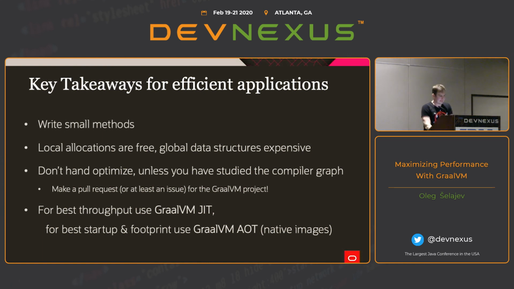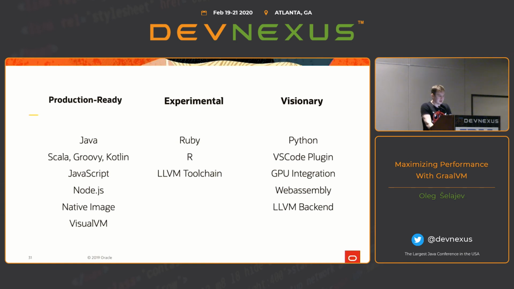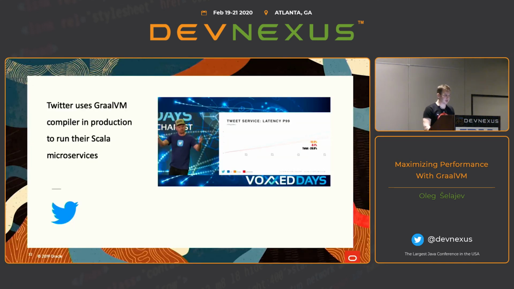And there are many parts to GraalVM. If you run JVM applications, JavaScript, or native images, it's production ready. You can use it. People are using that in production. There are some parts that are experimental and visionary. Twitter is using the GraalVM compiler for their Scala microservices. They show really, really good results. So people who do Scala, just download and try it.